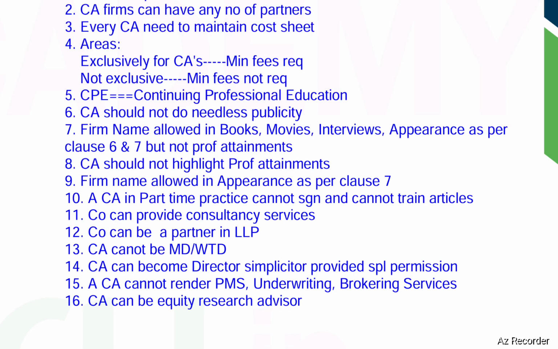Firm name is allowed in books, movies, interviews, appearance as per clause number 6 and clause number 7. But professional attainments are not allowed. CA should not highlight professional attainments. Firm name allowed in appearance as per clause number 7. A CA in part-time practice cannot sign and cannot train articles.